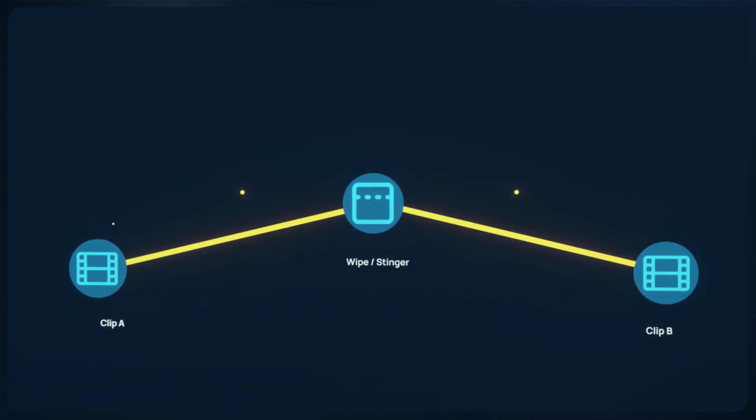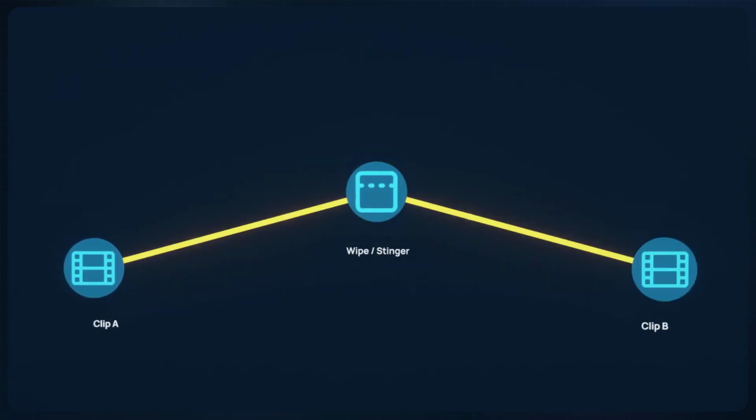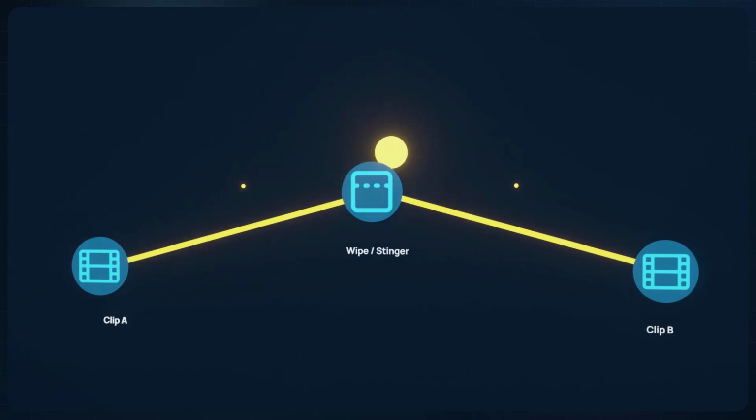Transitions. These are the wipes and stingers that carry from one shot or one topic to the next. A clean shape that sweeps across and reveals the next scene. A quick branded burst that marks a hard cut. They sound like a small thing, but they do real work.